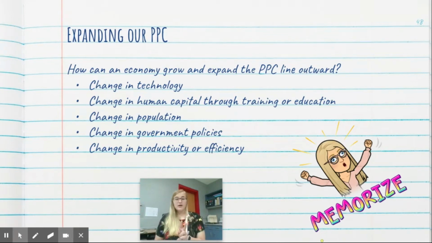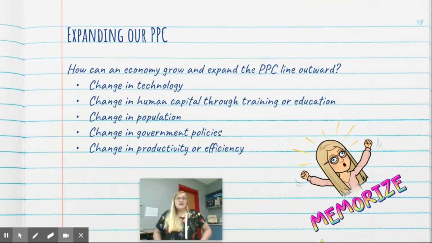Okay, change in human capital is the second one. Human capital is, remember, capital is the things that we use to make other goods. Human capital is, I'm learning more about how to make goods. It's training or education. So if we spend more money sending kids to college, they're learning more about business. They're going to improve the business world and make more stuff. Our economy grows. Fantastic.